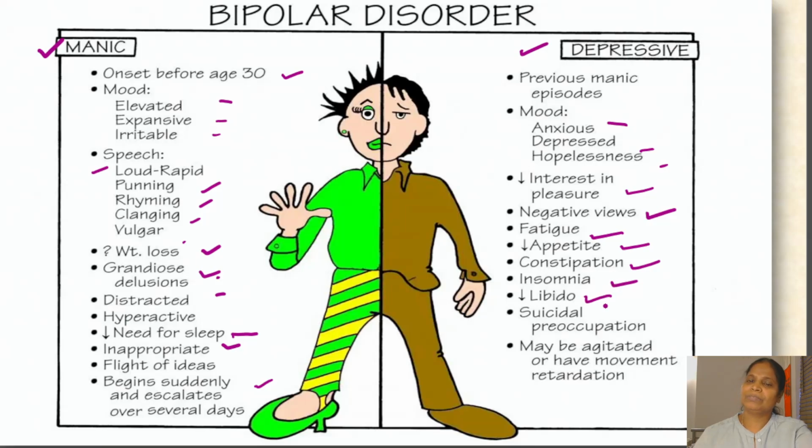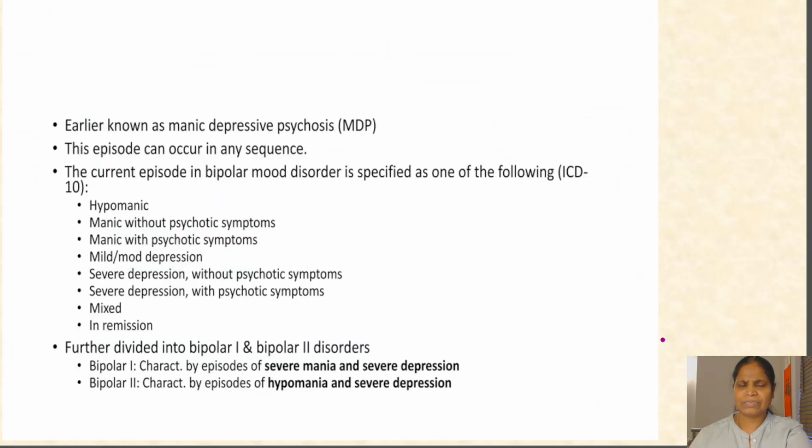Decreased libido, loss of interest in sex, suicidal preoccupations, may be agitated or have movement retardation. That means they show no interest in doing any activities, even activities of daily living, such as grooming and bathing, which are very poor in this person. Lack of communication and lack of social interaction are seen apart from these signs and symptoms. This was earlier known as manic depressive psychosis.